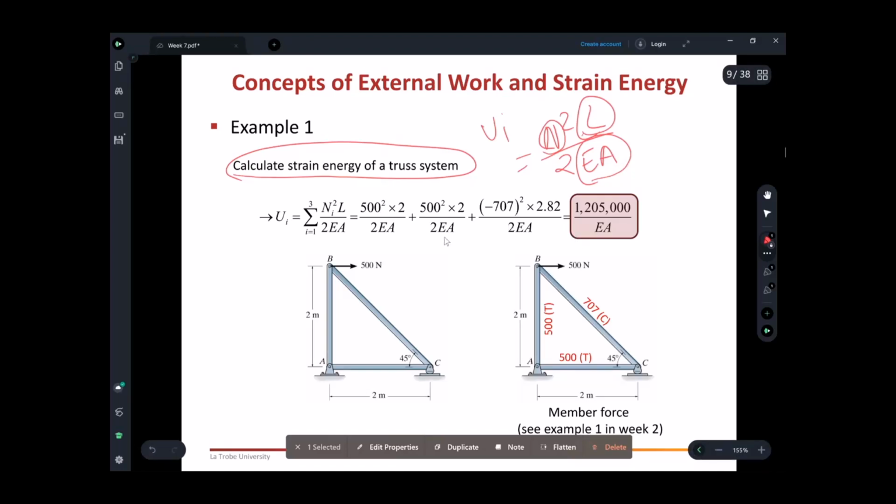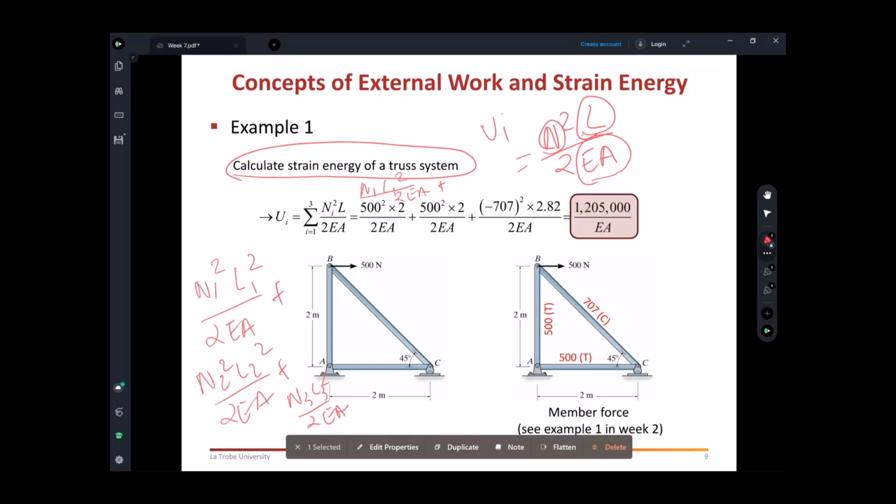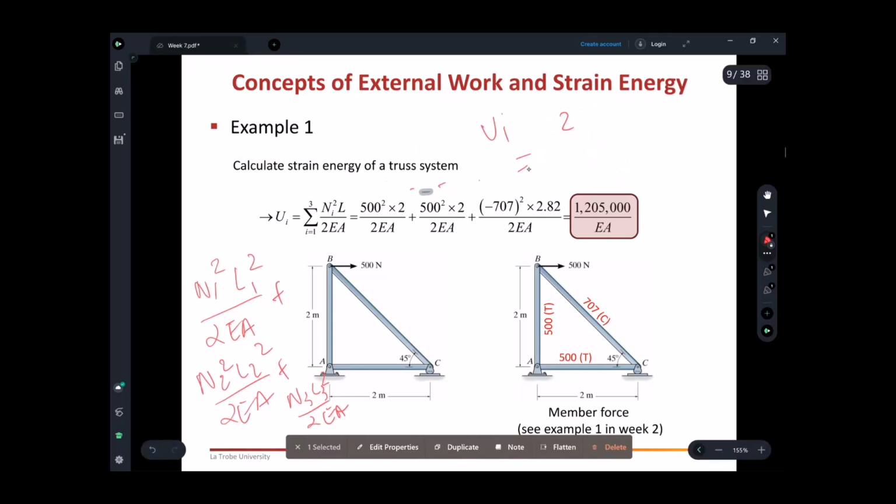So now we have three members, so we can have N1 square L1 over 2EA plus N2 square L2 over 2EA plus N3 square L3 over 2EA. Okay, so there are three members. If it is 4 or 5 members, you can continue writing it up. EA is constant; if they have different values, you can substitute different values for EA. You can calculate the internal forces. You know how to calculate the internal forces.